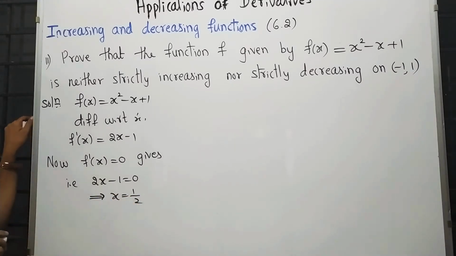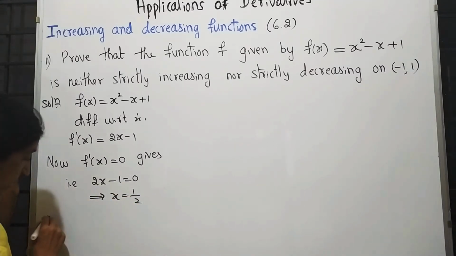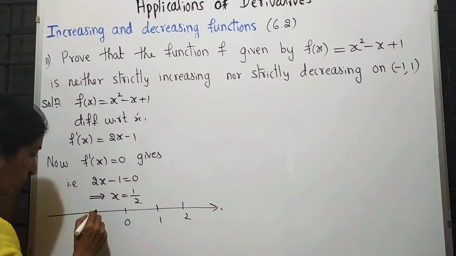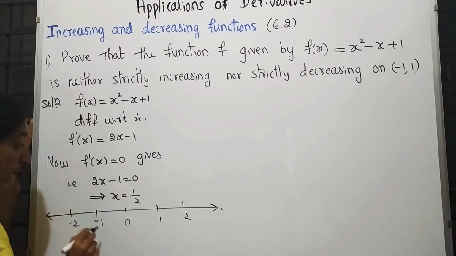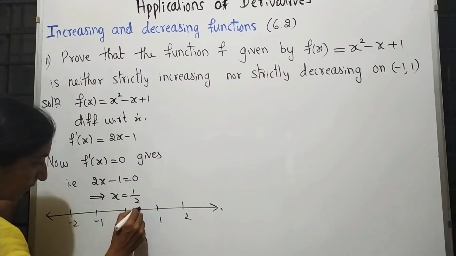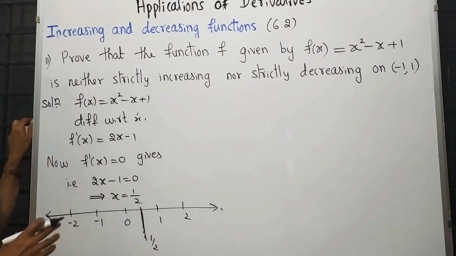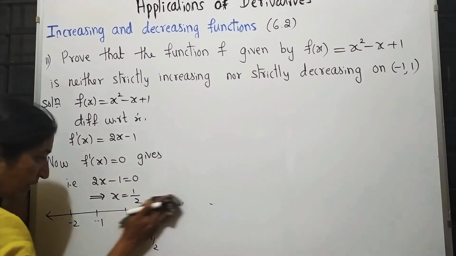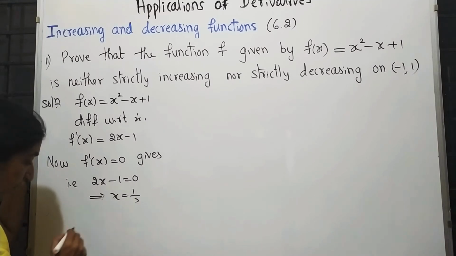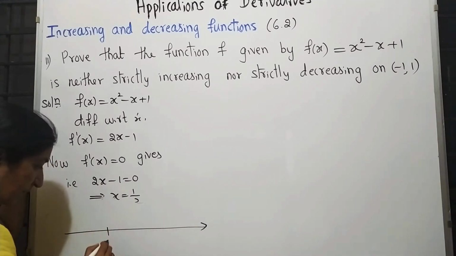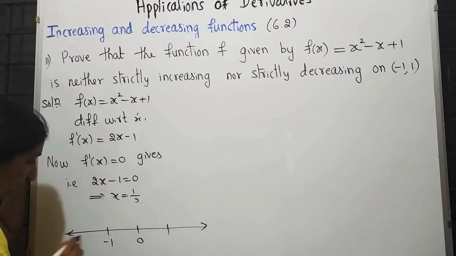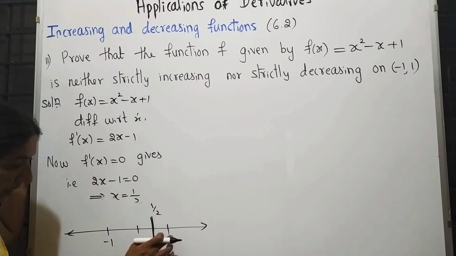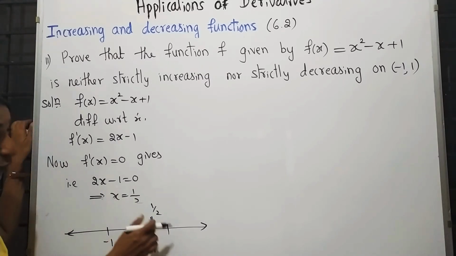See, is 1 by 2 in between minus 1 and plus 1? Yes. If you draw the number line, this is 0, 1, 2, minus 1, minus 2. 1 by 2 is here. Instead of the whole number line, draw only in between minus 1 and plus 1. This is minus 1, this is 0, this is 1. Where half comes, this is the half. And it is divided into minus 1 to half, and half to 1.